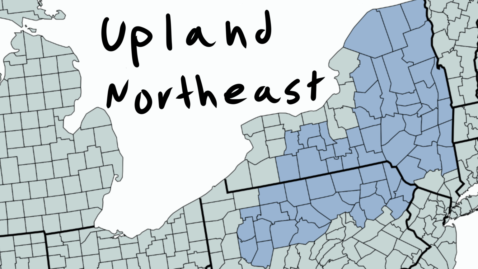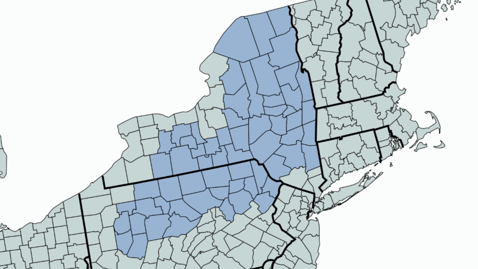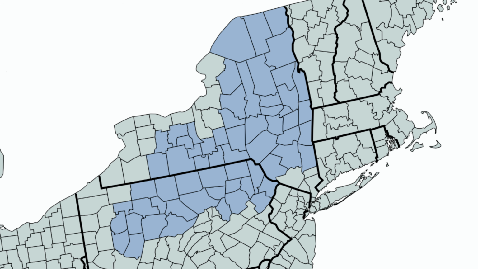The upland Northeast is the other majority rural area in the Northeast, along with northern New England. It includes northern Pennsylvania and much of upstate New York. The region is higher in elevation than much of the Northeast, with the northernmost extent of the Appalachians called the Allegheny Highlands and the Adirondack Mountains.